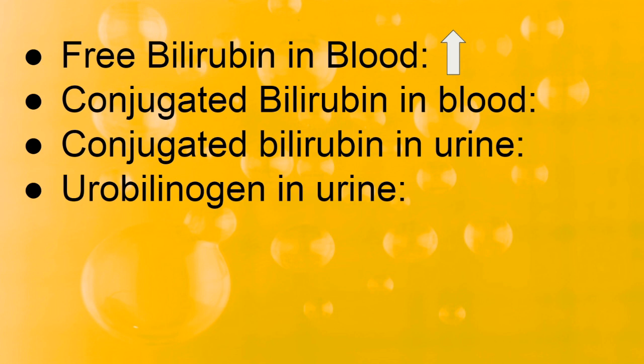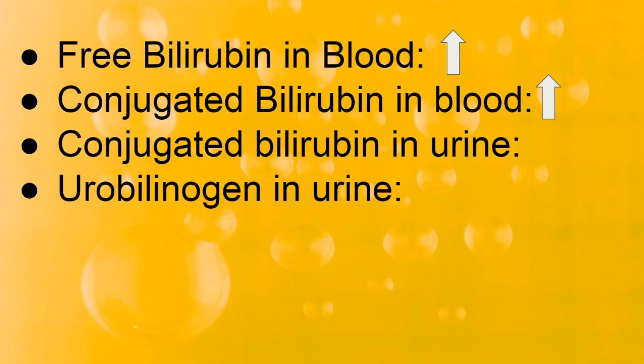Now what about the conjugated bilirubin in the blood? It will of course be increased. Why? Because I told you before that in the hepatic jaundice or the infective jaundice, cholestasis or obstruction also occurs, and because of the accumulation of bilirubin in the liver, it conjugates the excess bilirubin and sends this conjugated bilirubin inside the blood.